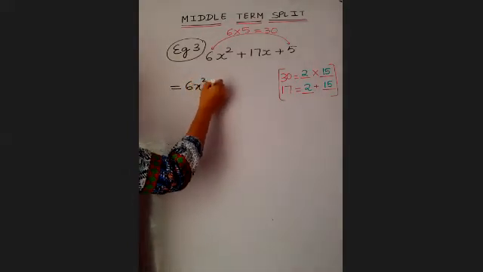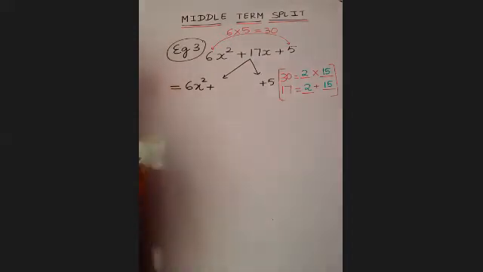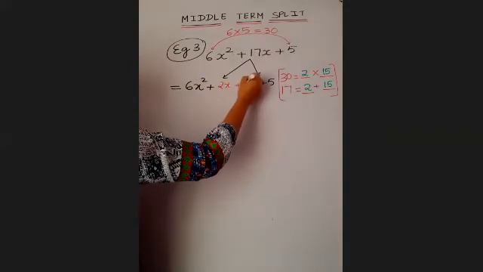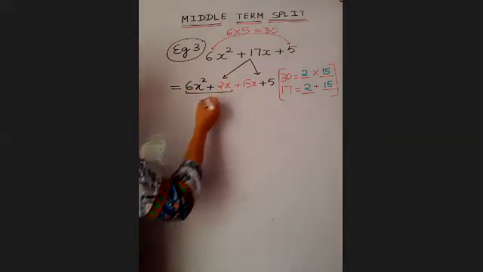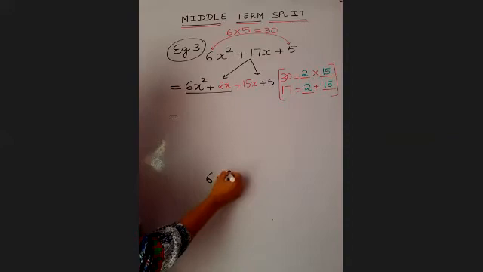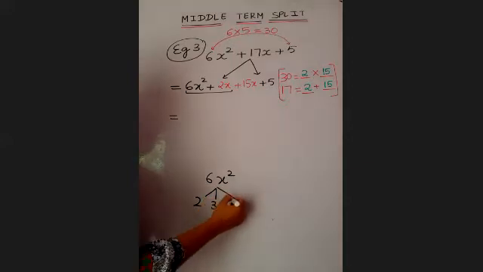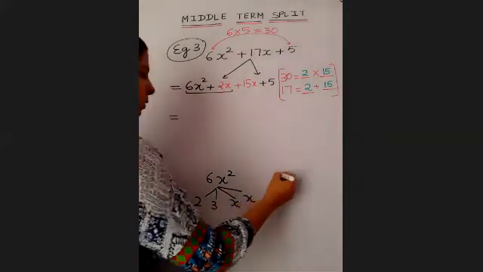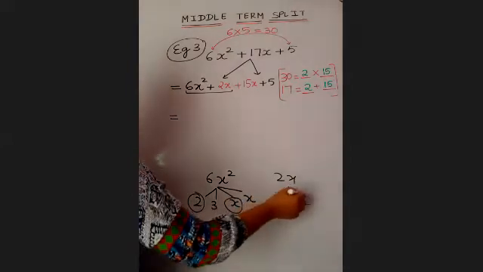So 17x will be written as 2x plus 15x. Okay. Now again from the first two, pay attention. 6x square means 2, 3, x, x. And 2x means 2 into x. So 2 and x will be common, right?